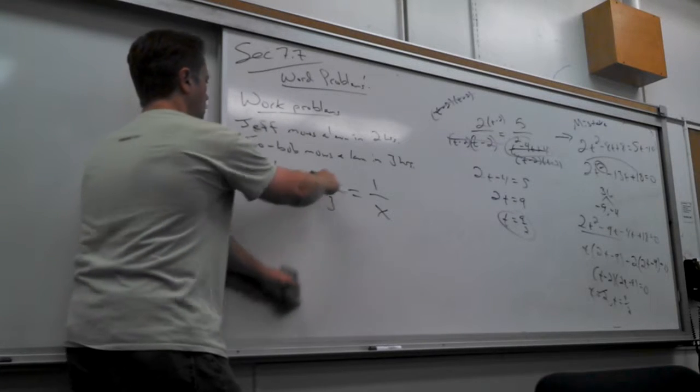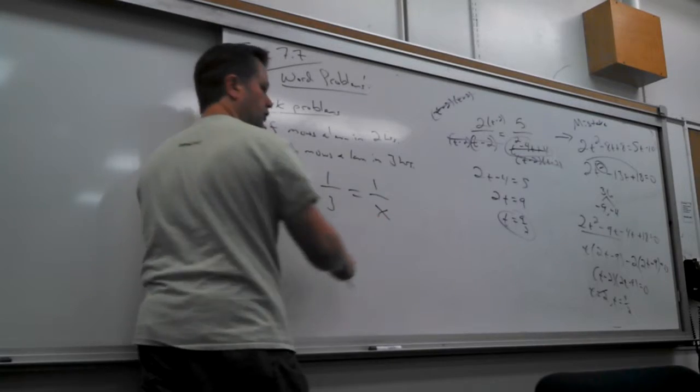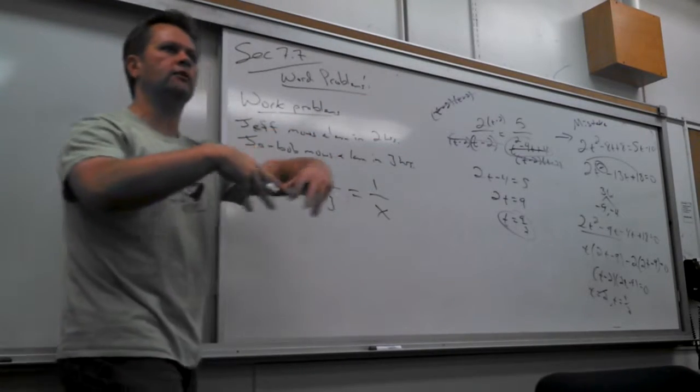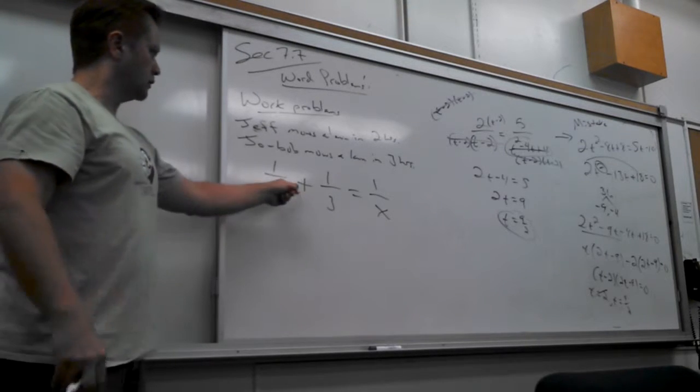One job in 2 hours, one job in 3 hours together. How long one job takes us, I don't know. I don't know the time. So on the bottom is the time, on the top is the one job we're doing, whatever the job is. So how do I solve this?